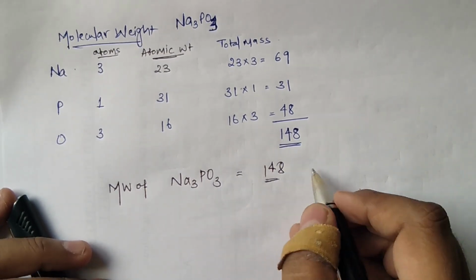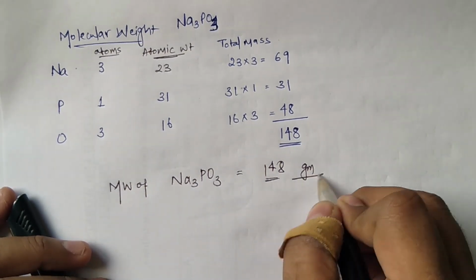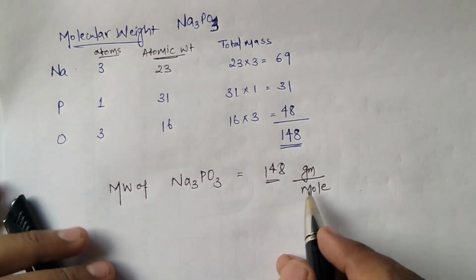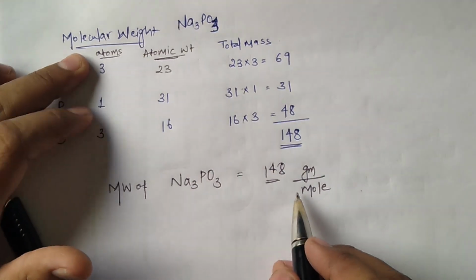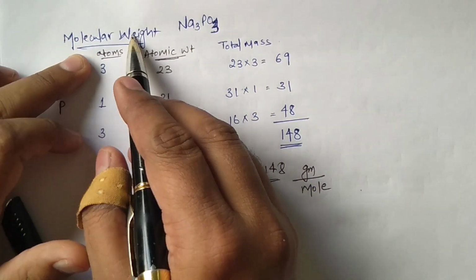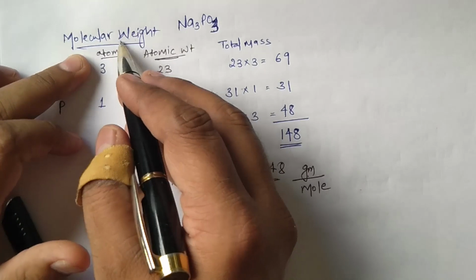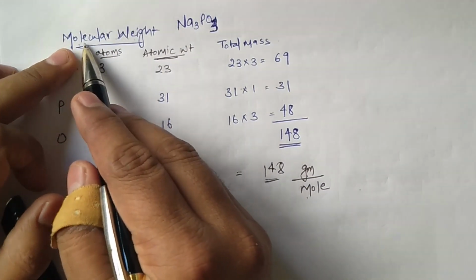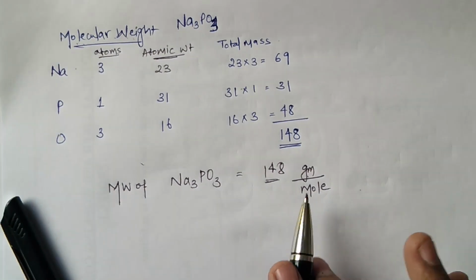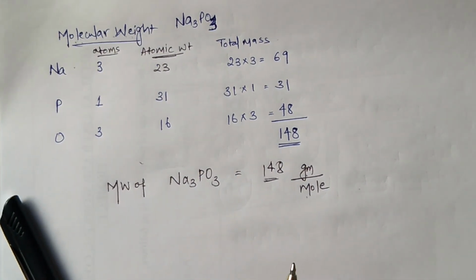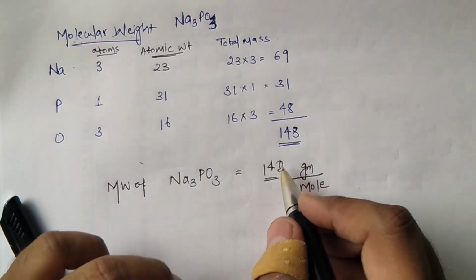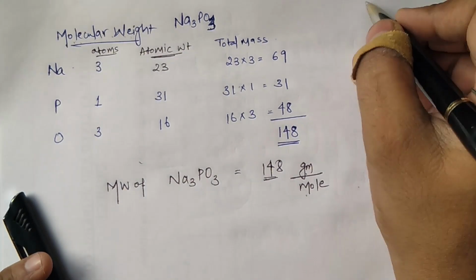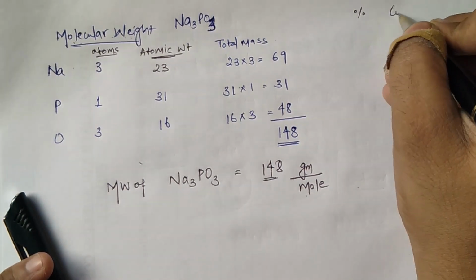And what is the unit of this? It is gram per mole. How can you remember? This is molecular weight. What is the unit of weight? Gram. And you take the mole from molecular and divide by mole. So it will be gram per mole. It's an easy technique to remember. So total molecular weight is 148. Now we will see the percentage contribution.